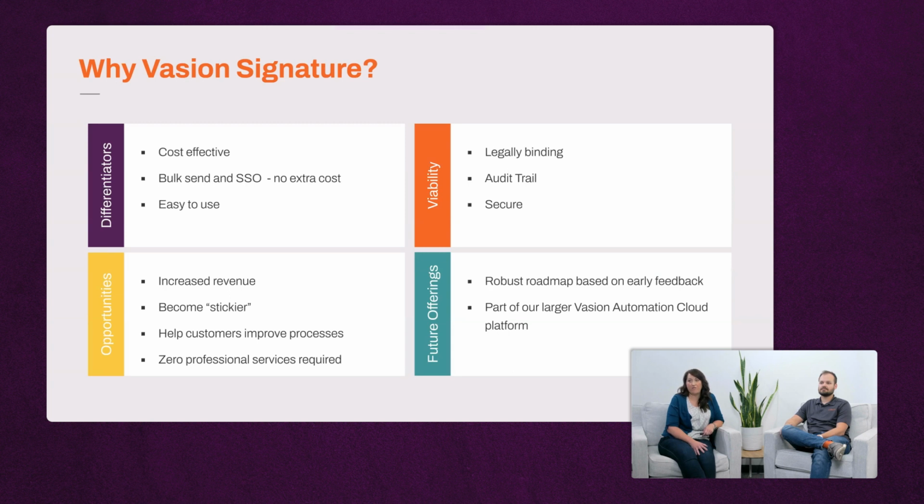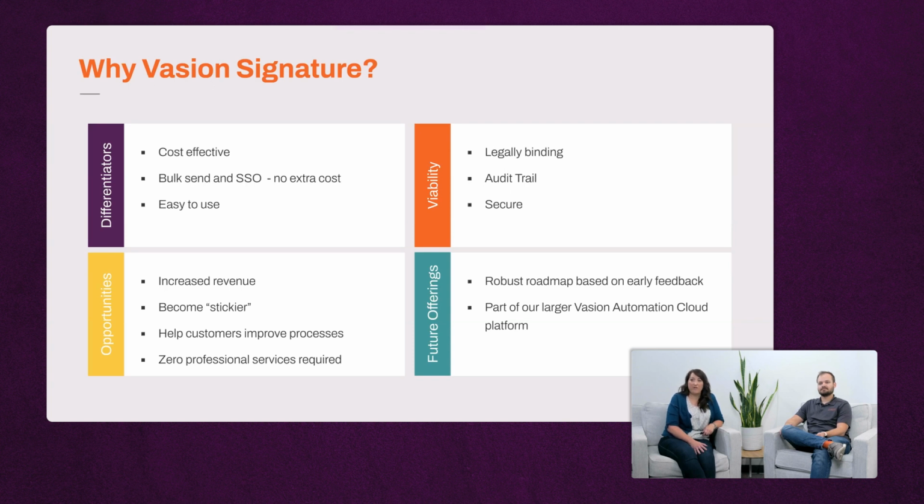I think we can also agree that you're here talking to us or listening to us because you are making money selling the PrinterLogic products to your customers. The Vasion Signature is another tool that we want you to add to your toolbox and just another opportunity to make more money. Some of those opportunities are increased revenue for you, becoming stickier with your customer, and helping your customers improve their processes. It's good to note that there's no professional services required for setup or use of this application.